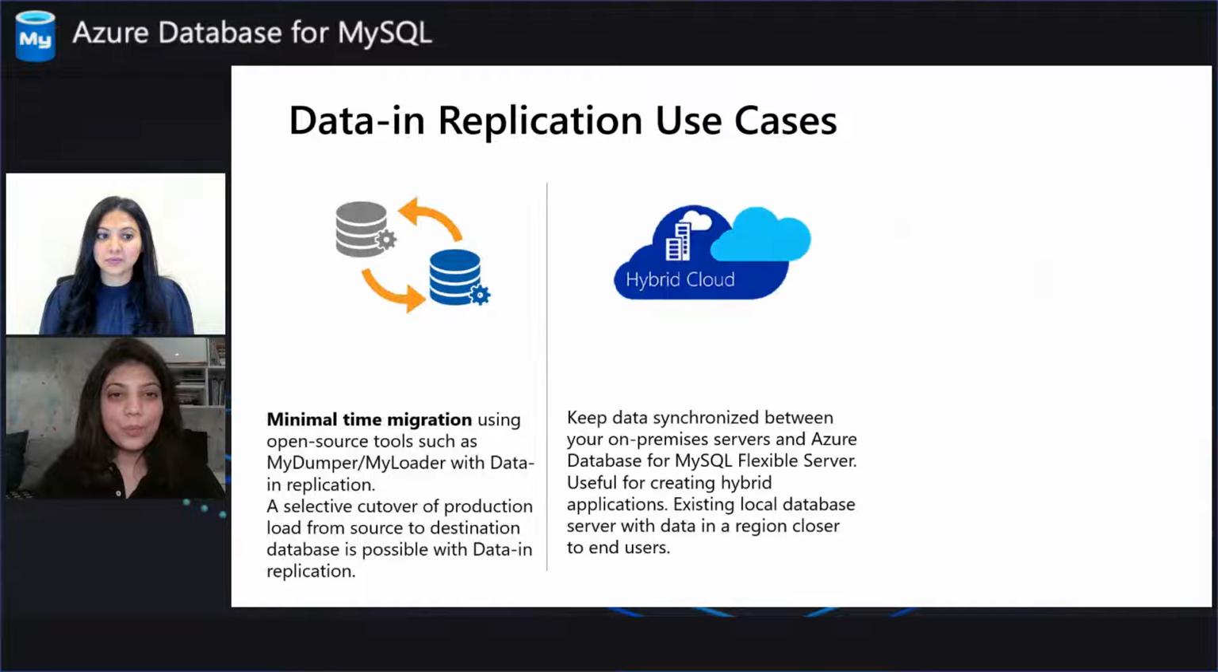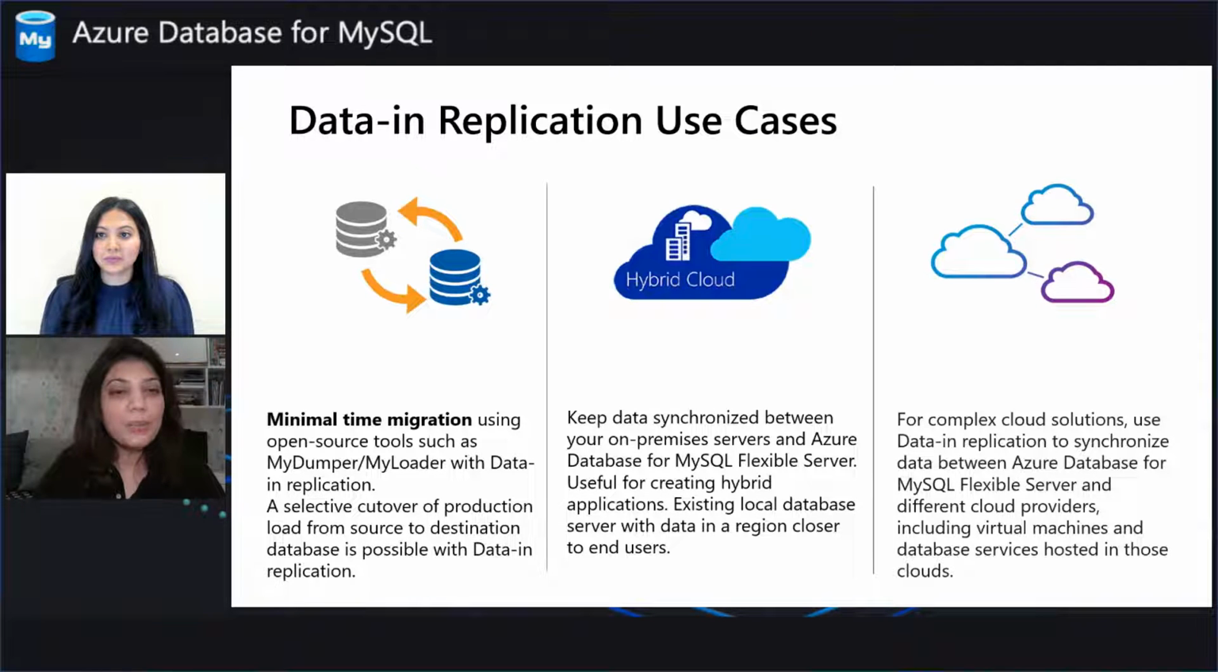There are three primary use cases for using data in replication. First and foremost is the migration. If you prefer a minimal downtime migration, you can use any of the open source tools like MyDumper or MyLoader, and then plan a selective cutover for the production workload. This open source tool along with data in replication can be leveraged to have a seamless migration.